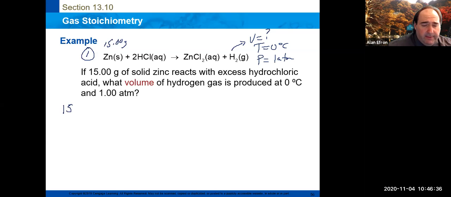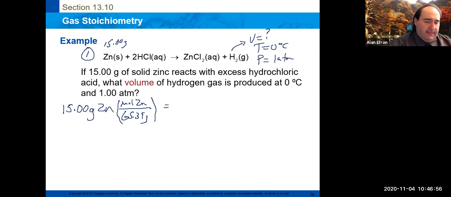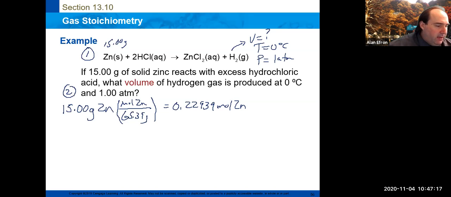So the first step is going to be like a normal stoichiometry problem. We're going to take the 15 grams of zinc and we want to convert it into moles. So zinc is 65.39 from the periodic table. And if we do that, we get 15 divided by 65.39, which is going to give us something like 0.22939. Again, I'm just going to take it to a few digits, I'm not rounding so much. That is moles of zinc. And this is equivalent to your basic second step in the stoichiometry problem.